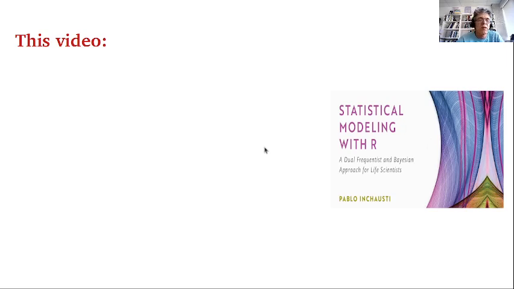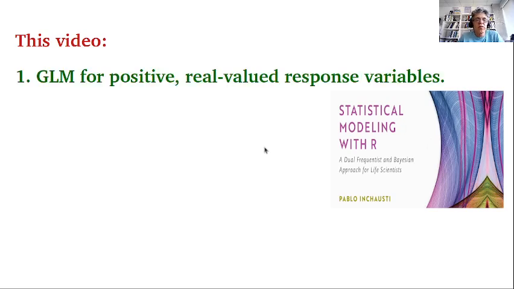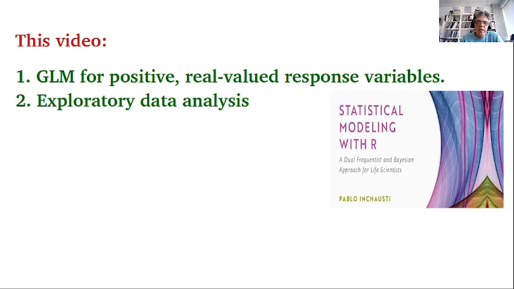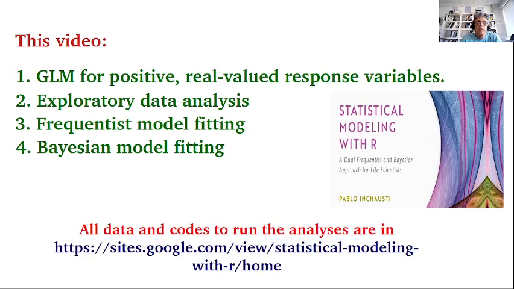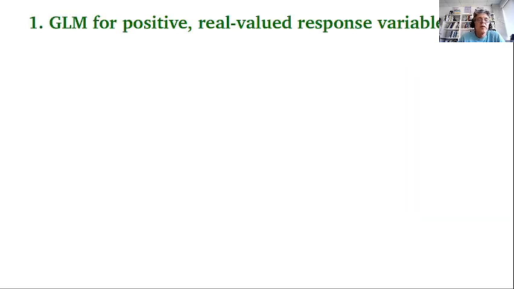in 2023. Today I'm going to talk about GLMs for a specific type of response variable, that is a response variable that has positive and real values. We start again as usual with exploratory data analysis, to be followed by the fitting of the same model with the Frequentist and the Bayesian approaches. The data and codes can be found on the website shown on the screen.